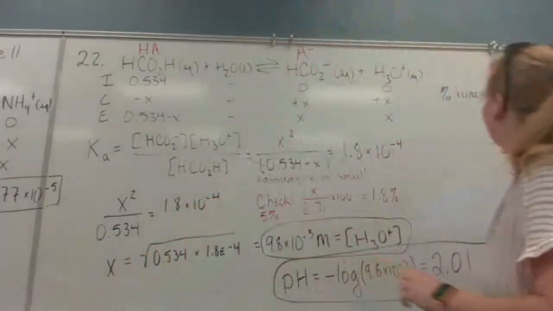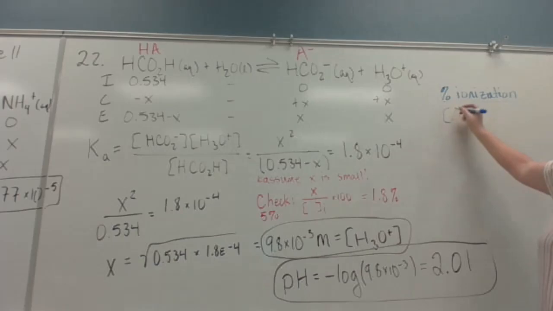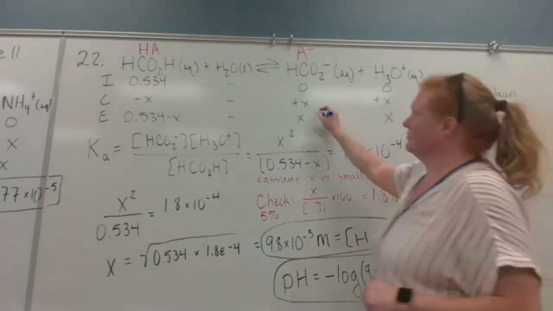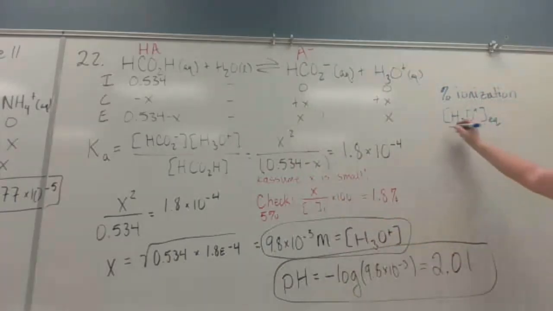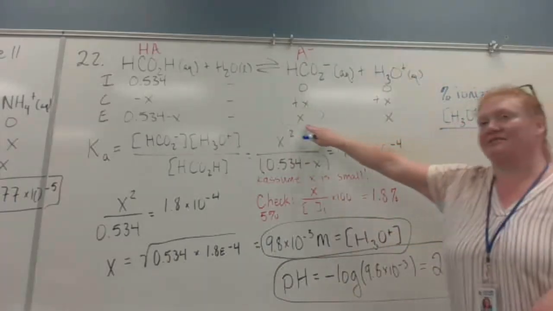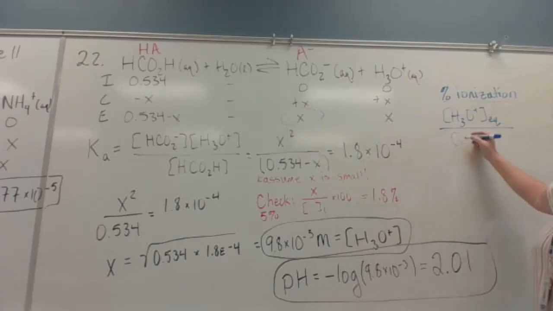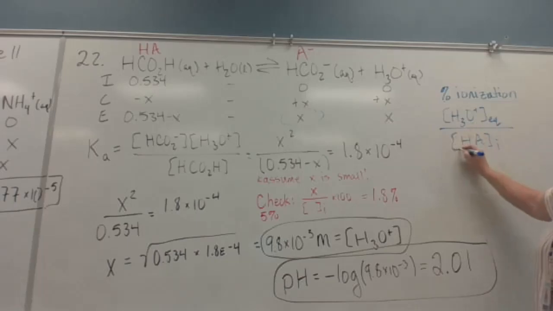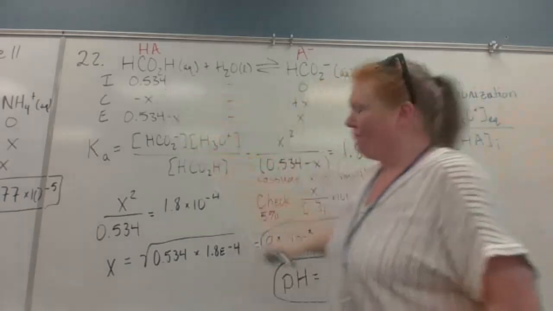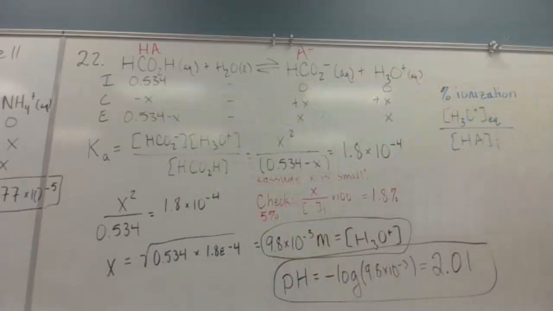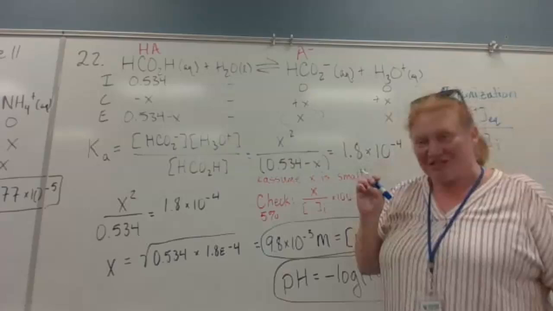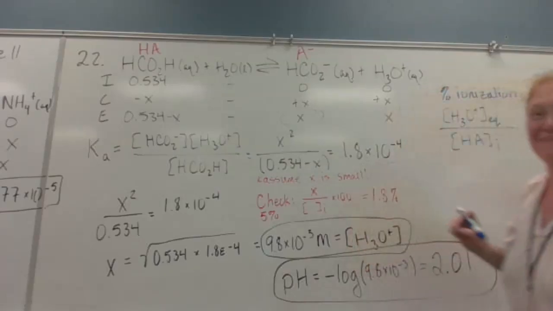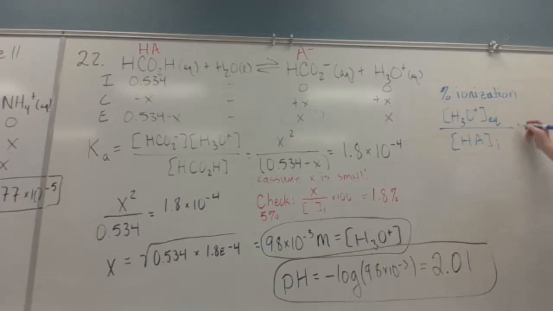What did Joseph just realize? What is the equilibrium concentration of H3O plus represented as in our table? Isn't that X? We know what X is now, right? What's the initial concentration of the weak acid? Isn't this the same as the 5% rule? Yes, it is.